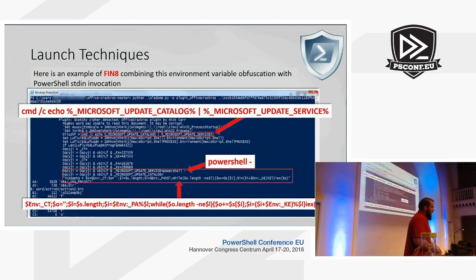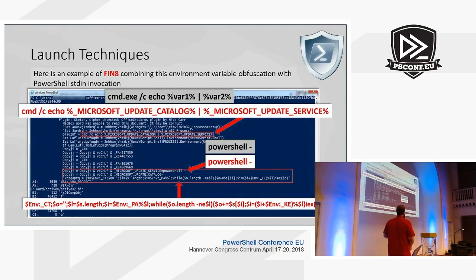This is a financial threat actor called Fin8, and this is from an obfuscated macro. Basically, they set their PowerShell command in several environment variables, and this bottom is the actual PowerShell command, the final one they want to run. They stored it in this environment variable, Microsoft Update Catalog, and then in Microsoft Update Service, they store this string, PowerShell dash. So the only thing you see Windward launching is command echo var1 pipe var2.